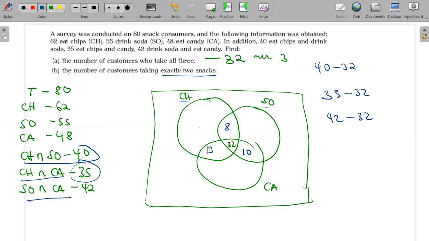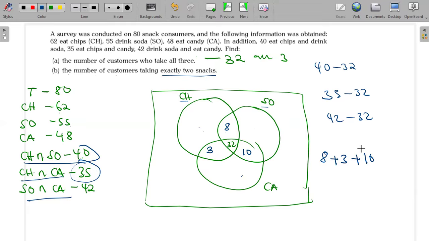Snack, which is candy. Here we found 3 take chips and candy. They don't take soda. 10 take soda and candy, and they don't take chips. So it suffices just to add 8 plus 3 plus 10. These are the ones that fall in that aspect, those that like exactly 2 snacks.